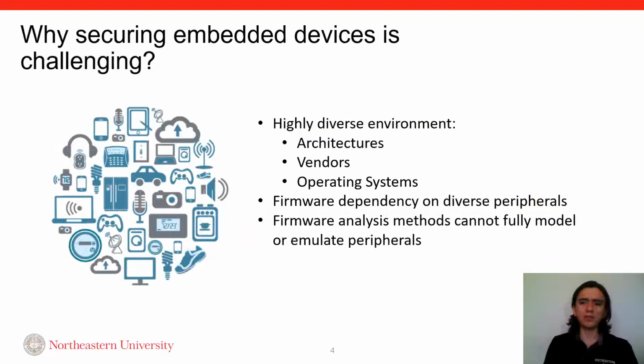Why is securing embedded devices challenging? The reason is that existing analysis tools have limited support for the highly diverse and heterogeneous MCU hardware. Essentially, firmware depends on diverse peripherals to interact with the physical environment and communicate with other devices. But the state-of-the-art firmware analyzers cannot fully model or emulate peripherals, failing to execute a large portion of the firmware code. Therefore, they miss opportunities to detect bugs.